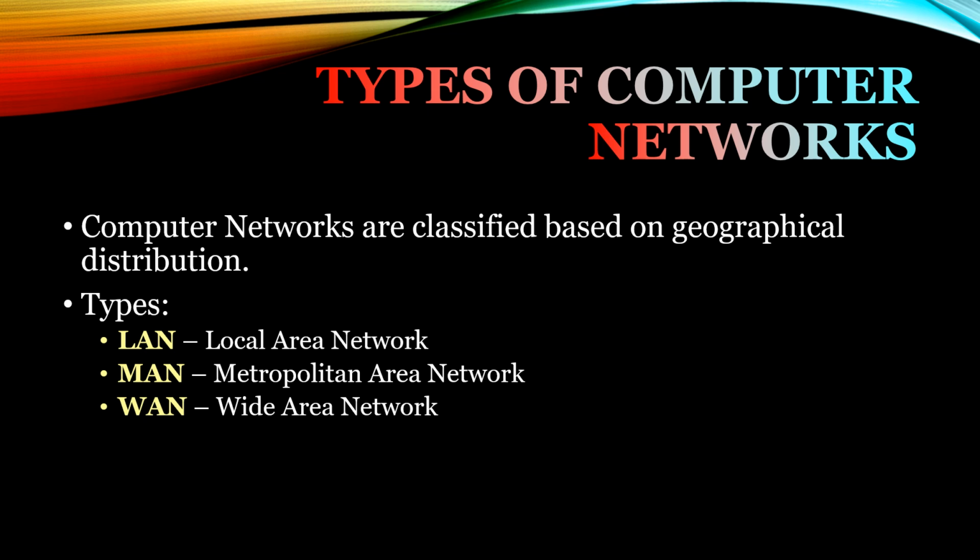Alright, now let's discuss the types of computer networks. Networks are categorized by their geographical distribution. We have three main types: LAN, local area network, MAN, metropolitan area network, and WAN, wide area network. Each network type serves different purposes based on its size and coverage.